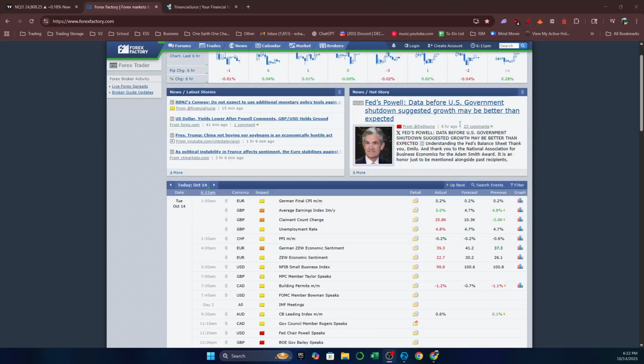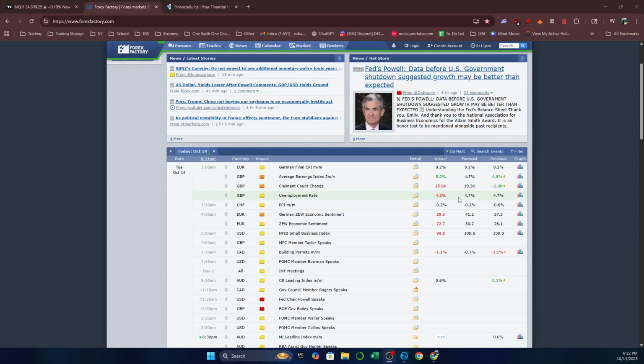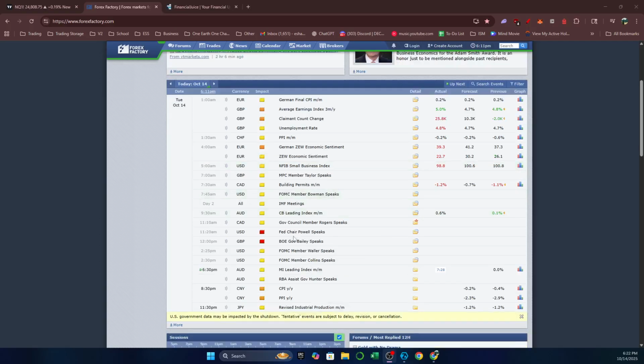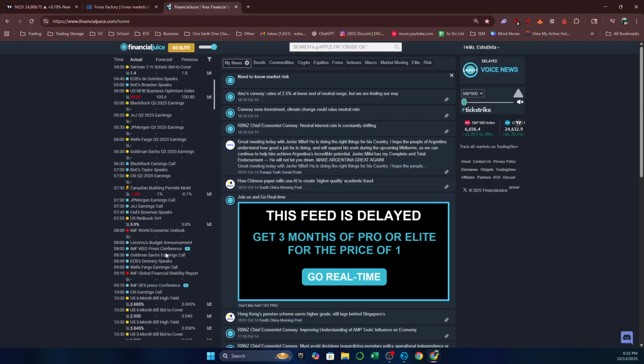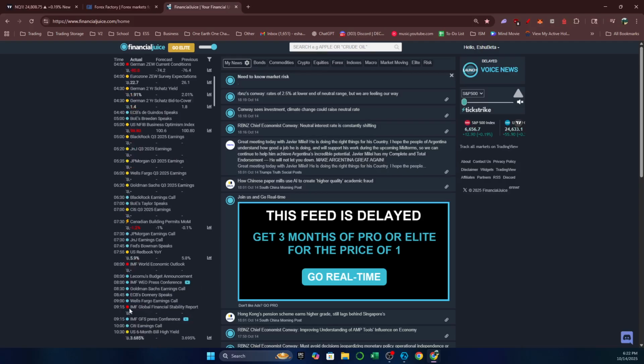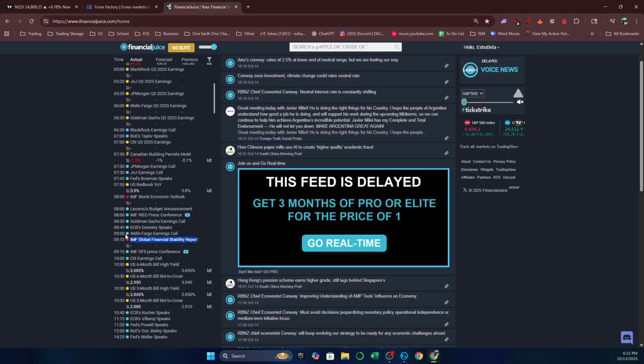But first, data before the US suggested growth may be better than expected. Interesting. So we did have Powell speaking at 11:20. That's outside of our session, so we didn't have to worry about it. And during our session, we didn't really have much on Financial Juice. There was one thing, I believe it was the IMF Global Financial Stability. We were just aware of that when we were trading. Other than that, we didn't really have crazy news other than Powell, of course.